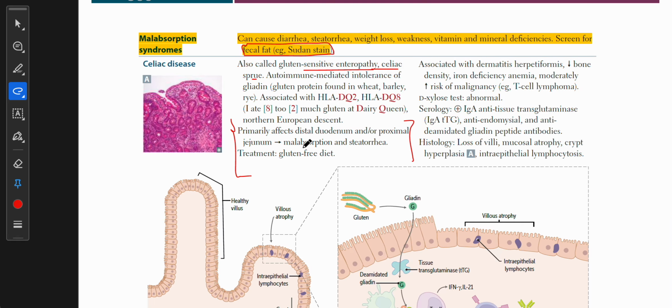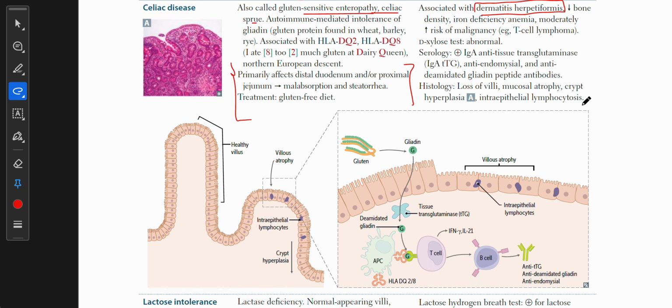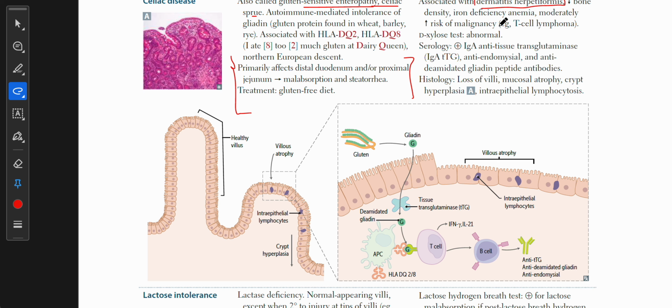So what are the comments in this disease? It is associated with dermatitis herpetiformis, and it leads to decreased bone density, iron deficiency anemia, and a moderately increased risk of malignancy, for example T-cell lymphoma. The D-xylose test is abnormal, and serology is positive for IgA anti-tissue transglutaminase, IgA tTG, anti-endomysial, and anti-deamidated gliadin peptide antibodies.